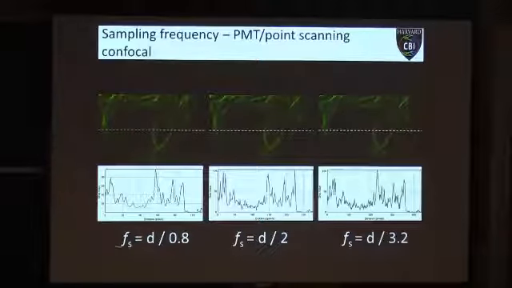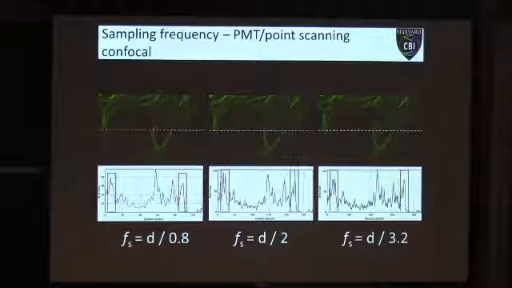This one was sampled at a little less than one sample per unit of resolution. This one was done right at 2 samples per unit of resolution, and this one was oversampled at 3.2 units. And so if you look at these plots, what you can see is in the one that's correctly sampled, within these red boxes we have 2 peaks here. Okay? 2 peaks.